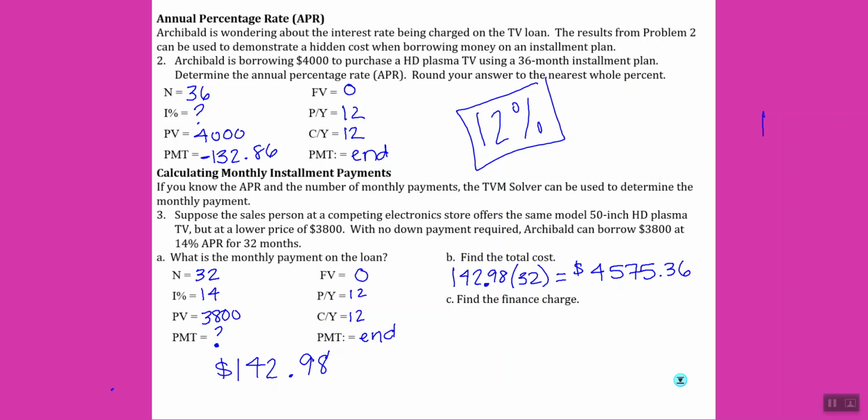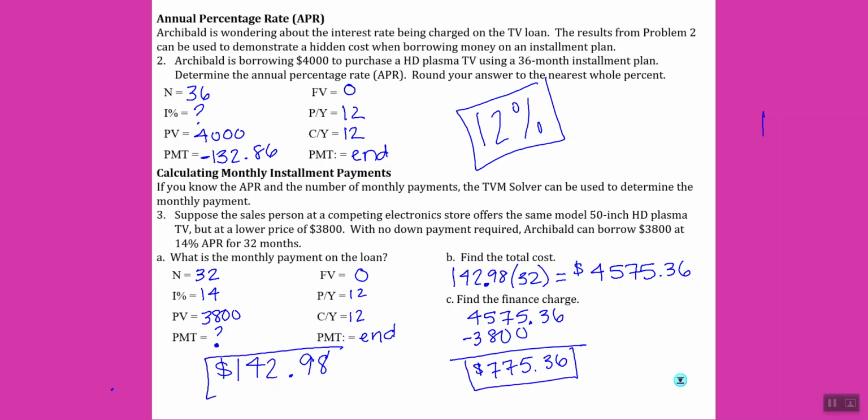So what's the finance charge on this television? We paid $4,575.36. The original price of the TV, if we just paid up front, would have been $3,800. So in the end, we paid $775.36 in interest.